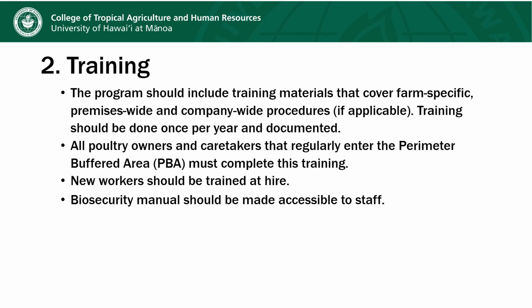Training on the farm-specific biosecurity plan and procedures should be done once a year. This training needs to be documented. Anyone that regularly enters the perimeter buffered area, more on this to come, must complete this training. New workers should be trained upon hire, and all of the staff should know where or how to access the biosecurity manual.